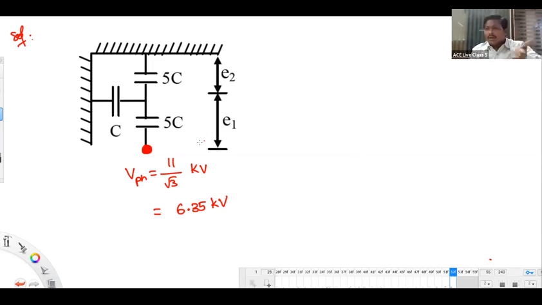You can go with the formula we have derived to solve this problem, or else you follow the procedure I am saying. How are the C and 5C connected? Parallel. C and 5C are connected in parallel. What's the equivalent now? 6C. Equivalent will be 6C. Like this you can write.